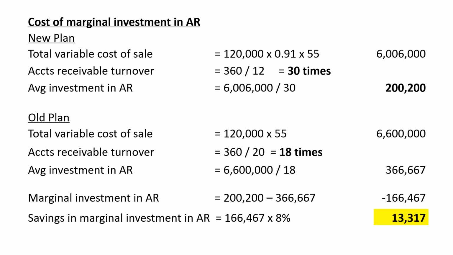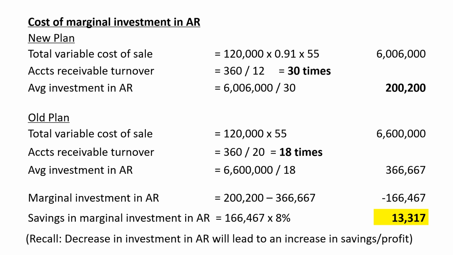So there's a saving here. The saving in marginal investment in AR equals 166,467 times 8%. It gives you 13,317 dollars. So in this case, if you tighten the credit policy here, you have a saving in marginal investment in AR. So recall, decrease in investment in AR will lead to an increase in saving or profit.